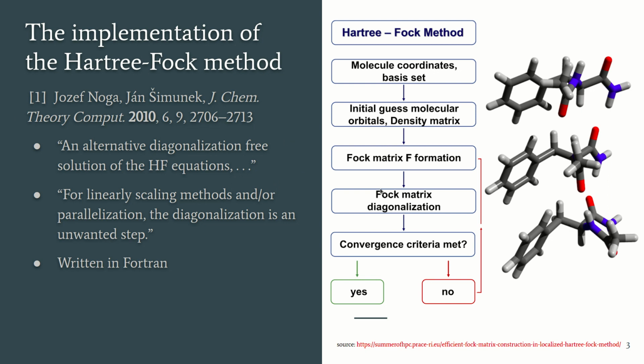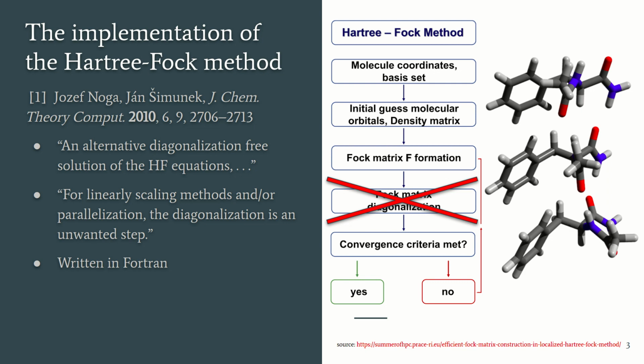So if we turn back to the schematic on the right, we can see that this Fock matrix diagonalization step is quite an essential step in the algorithm. Basically, this implementation replaces this diagonalization with a matrix multiplication. And one might ask, why is this necessary? For linearly scaling methods and parallelization, this step is unwanted. Basically, it slows down the whole algorithm.